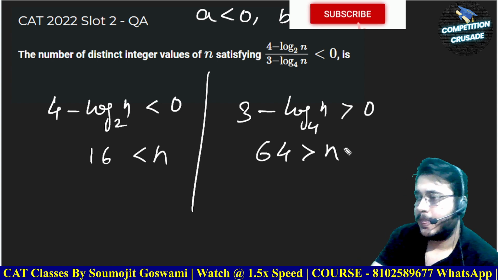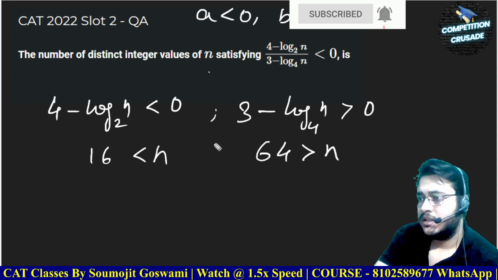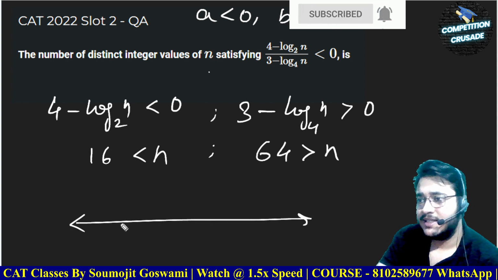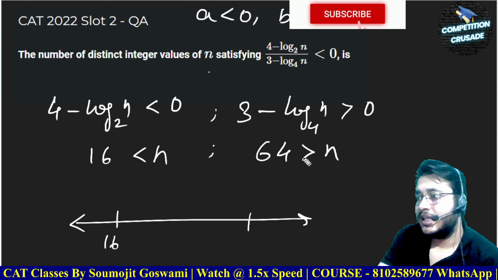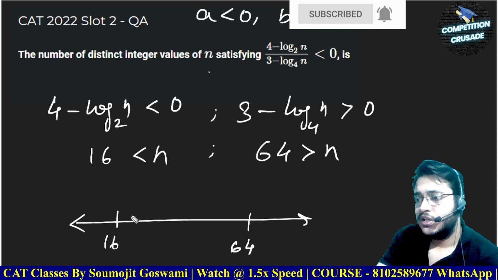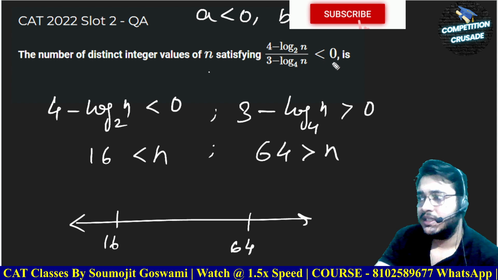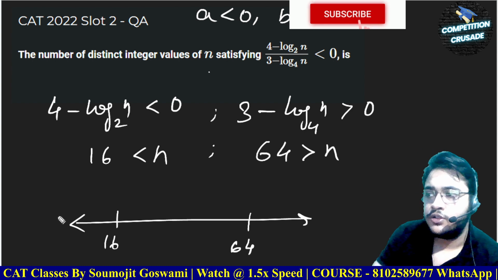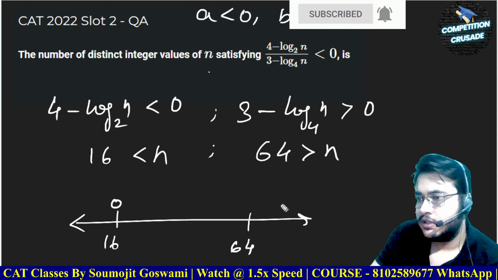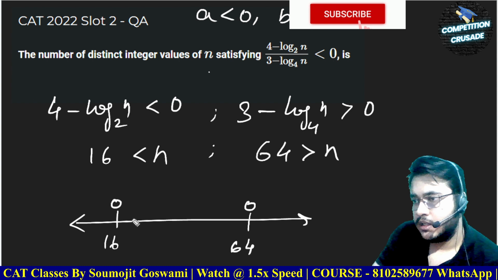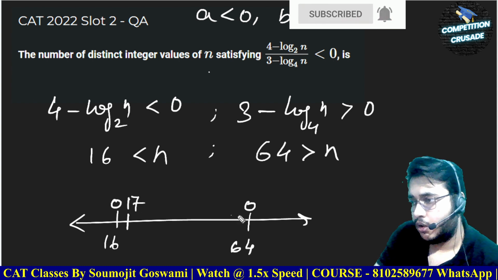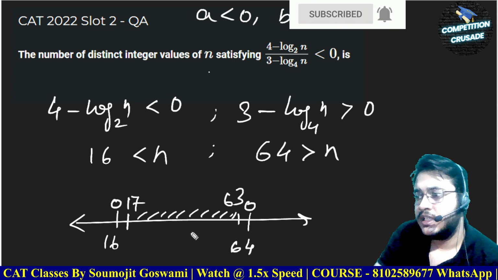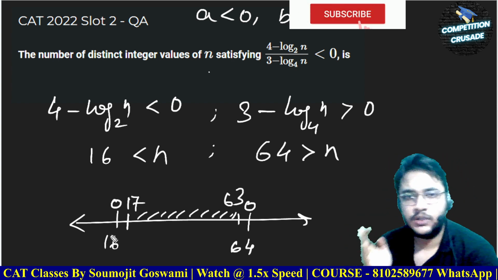Now, if you try to visualize this, n is greater than 16 and n is less than 64. Obviously, because there is only an inequality sign and no equality, 16 and 64 won't be counted. You'll not take these extreme points. You'll start off with 17 and go all the way till 64, because they are integers, and all the integer values that lie in this range will be my answer.